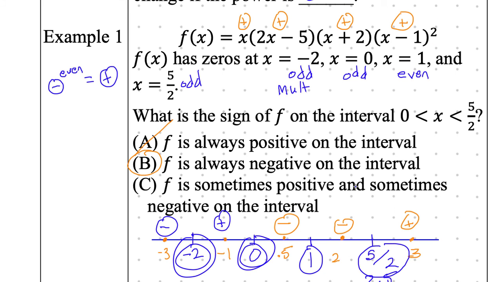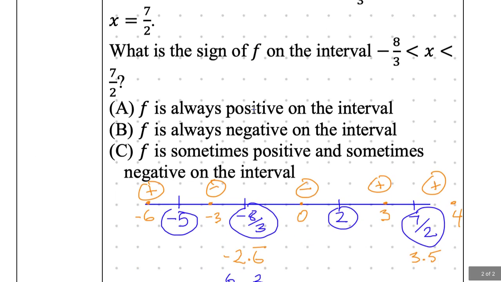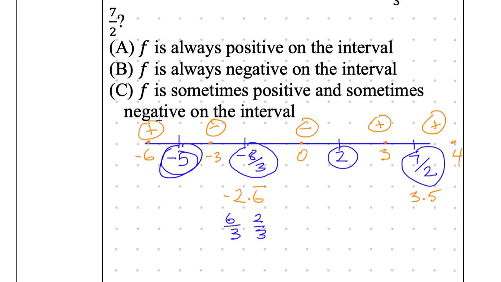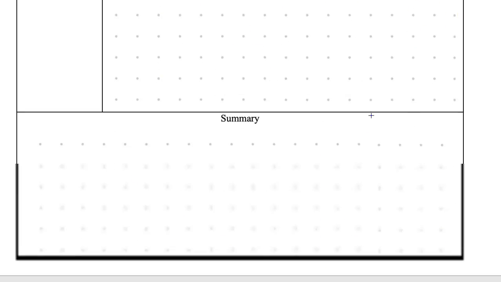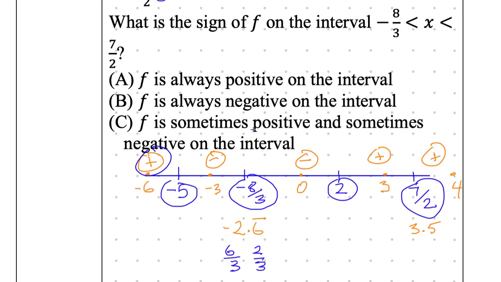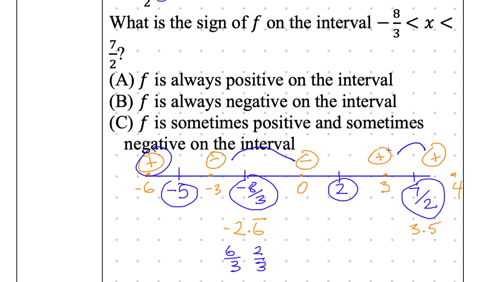To show you another example, let's look at example number 2. We have an even and an even multiplicity. That means -8/3 was even and 7/2 was even. -5 was odd and 2 was odd, which means you switch signs over -5 and 2. Over -5 we switch from a positive to a negative. Over 2 we switch from a negative to a positive. But over our even multiplicities, -8/3 and 7/2, -8/3 did not switch. 7/2 did not switch. There is your shortcut.